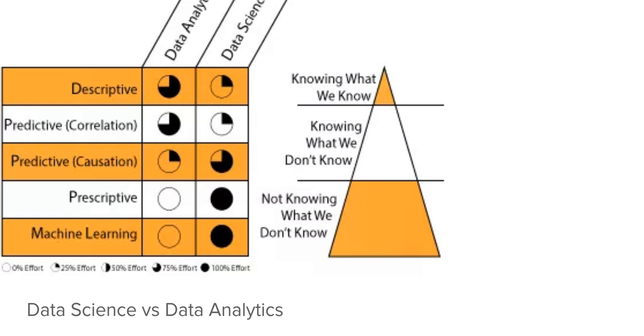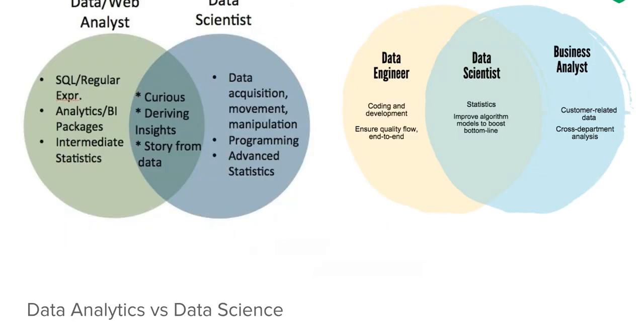The data analyst people are not prescribing anything, so they don't tell you to change this business strategy. The business intelligence people would do a little bit, and they are never using machine learning algorithms. And we are going to see what machine learning algorithms are and the common ones. The lowest part is not knowing what we don't know, then knowing what we don't know, and knowing what we know. So this is how somebody would describe the difference between data science and analytics.